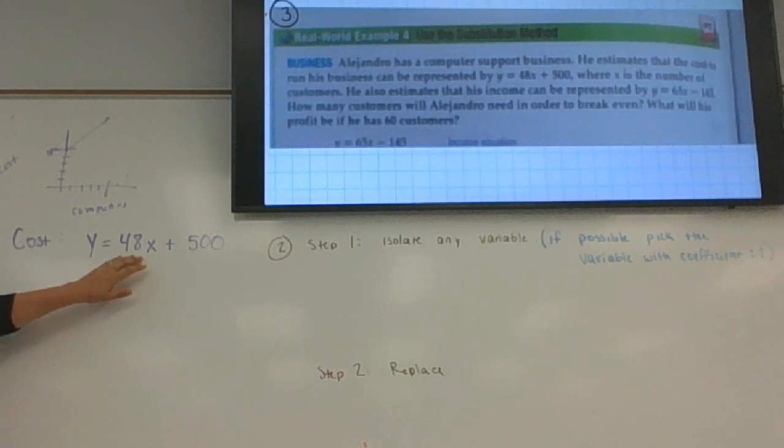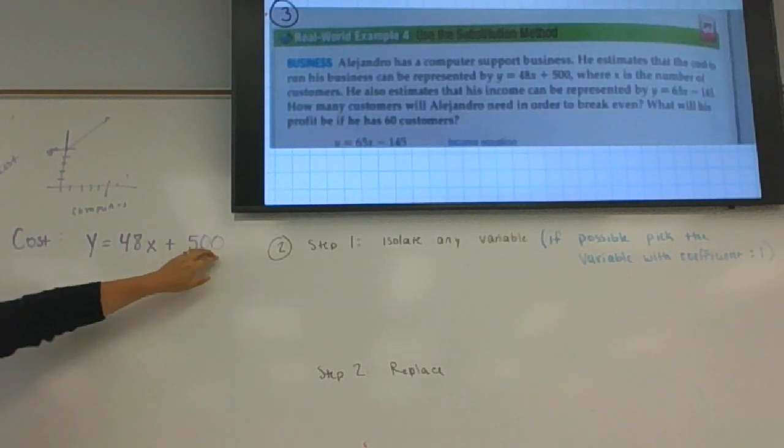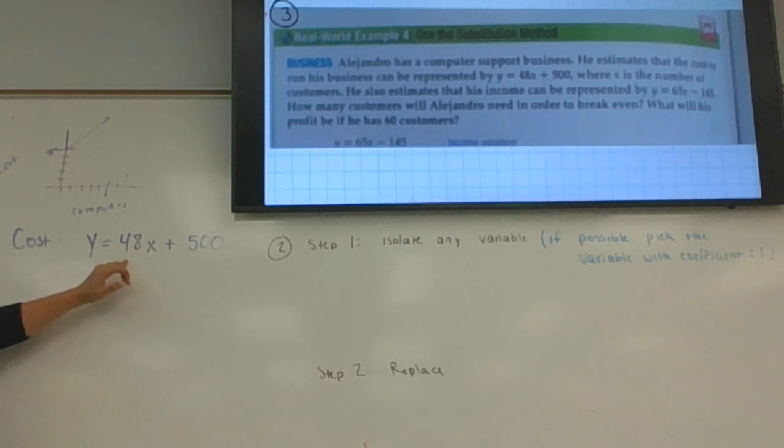What might this 48 represent? It's $500 to start, plus 48 for each computer he takes in. This could be parts that are going to cost him. What if he has employees? What if he's not fixing the computers? Maybe he's paying an IT person $48 an hour to fix the computer. So his business cost him $500 just to start, and then every computer is on average $48 to fix. X is the number of customers.